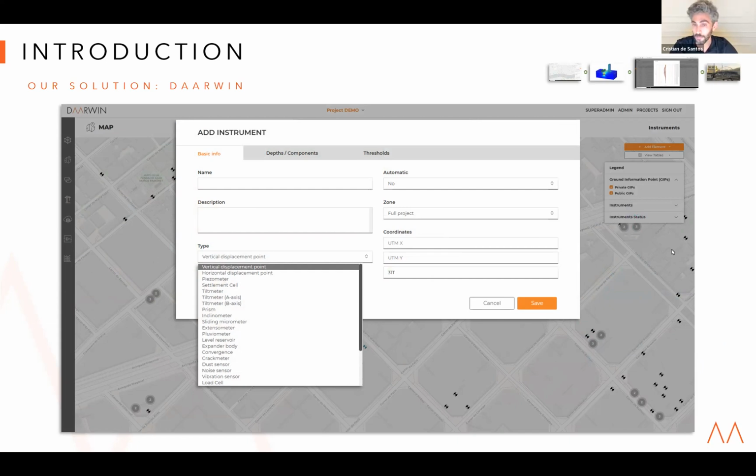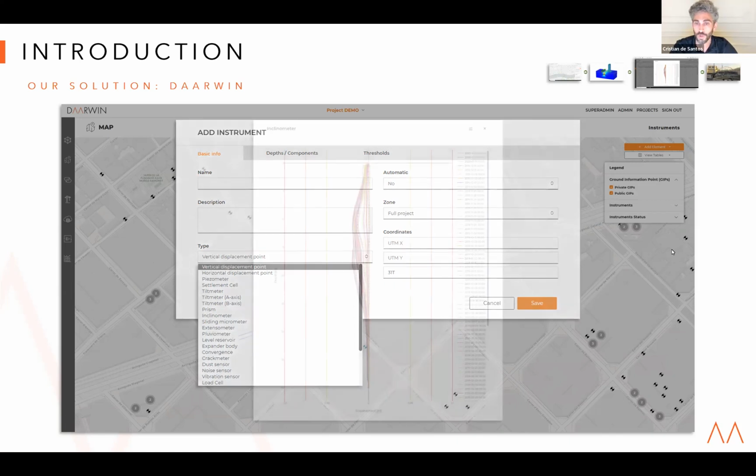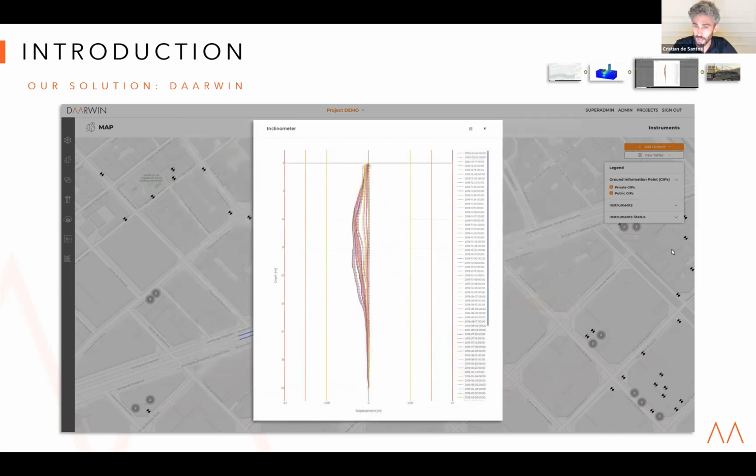All the information can be exchanged with Excel spreadsheets, or if the information is stored in other platforms, we can connect our system with third-party systems with no problem. And once the information is in our system, we can first visualize the real response of the ground.